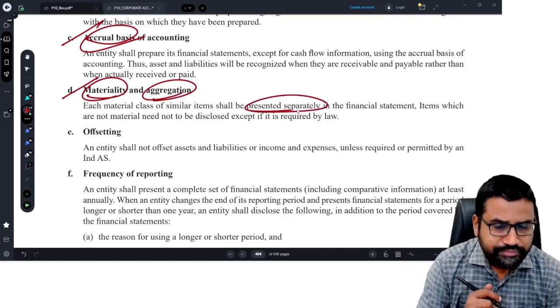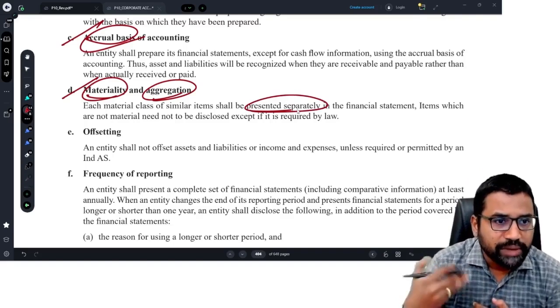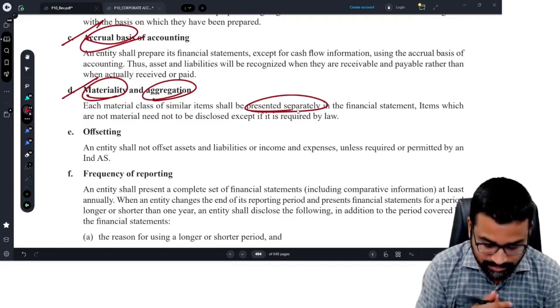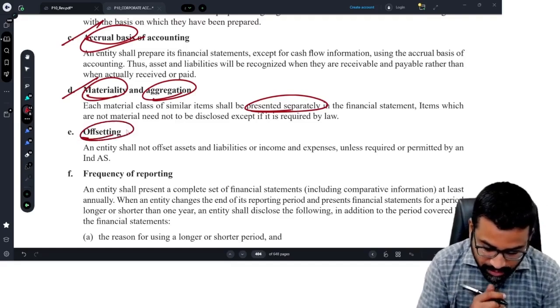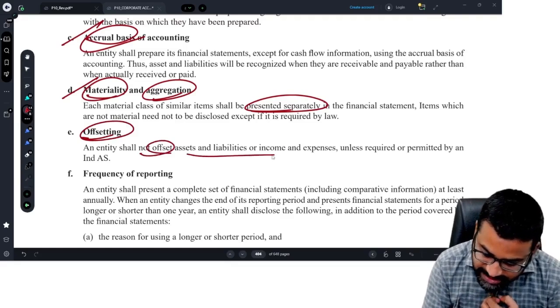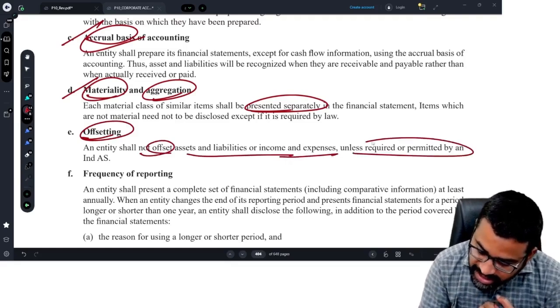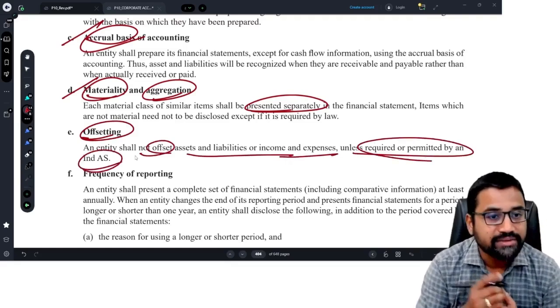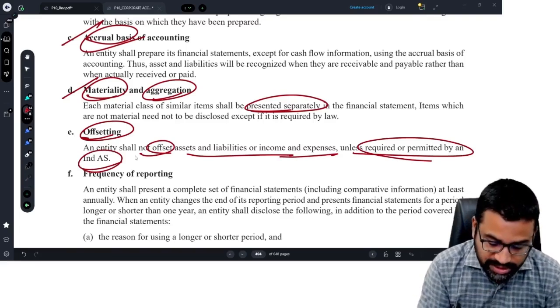And those which are not material, no need to disclose them separately. So, offsetting. The entity shall not offset assets and liabilities or incomes and expenses unless required or permitted by an Ind AS. Important. So they may ask, what is this offsetting?